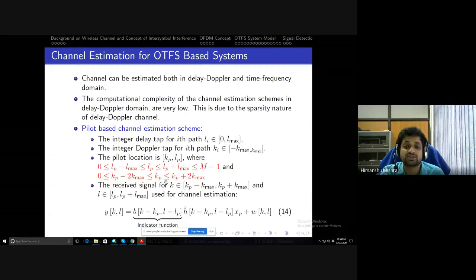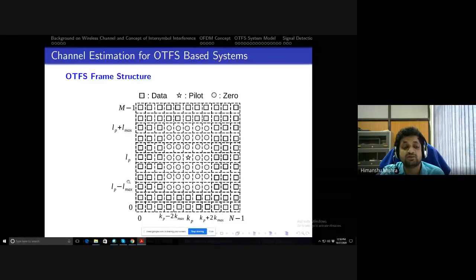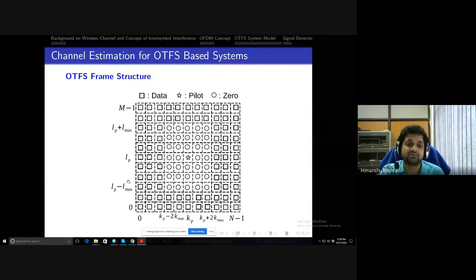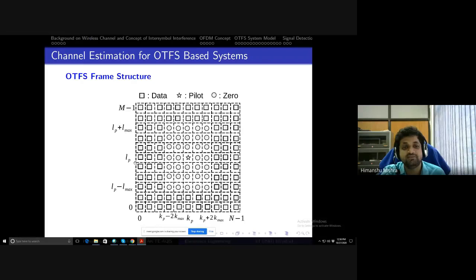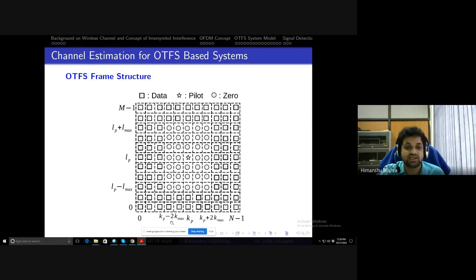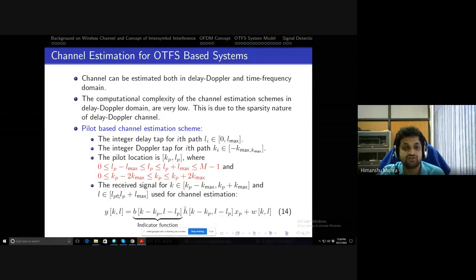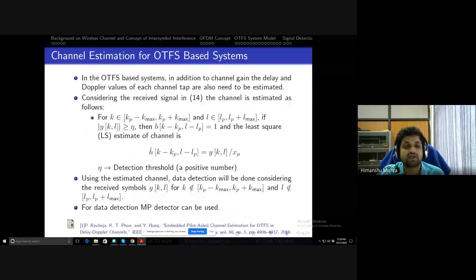The next point is how many zeros you have to put. That depends on the maximum delay and the maximum Doppler. L_P is some point, any arbitrary point you can take. L max is the tap corresponding to the maximum delay. K max is the tap corresponding to the maximum Doppler. Using these, you have to put this many zeros. This calculation you have to find in detail from that paper. I'm just showing you some method. Then using this, you can get the channel estimation.